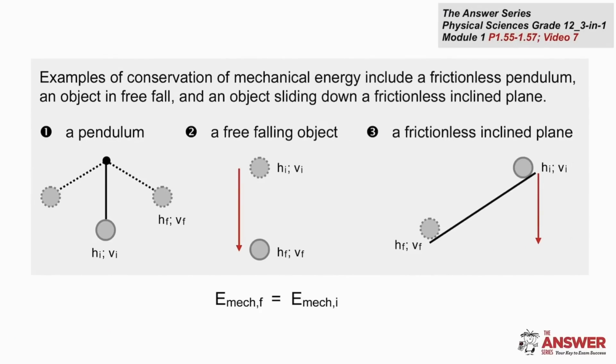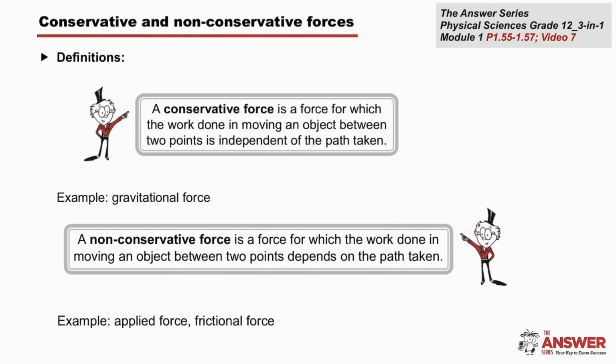Examples of conservation of mechanical energy include a frictionless pendulum, an object in free fall, and an object sliding down a frictionless inclined plane. Notice how friction has been excluded from all three of these examples. Conservative forces don't change the mechanical energy of an object. They just convert potential to kinetic energy, or vice versa. It doesn't matter what the path is. Only the initial and the final positions count.